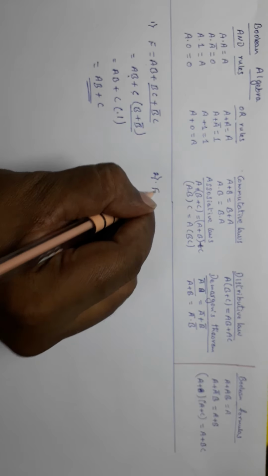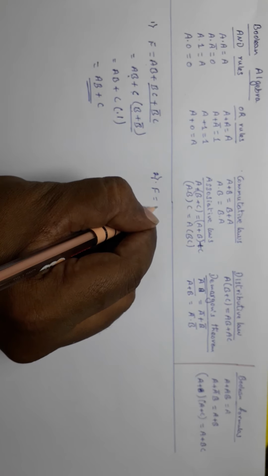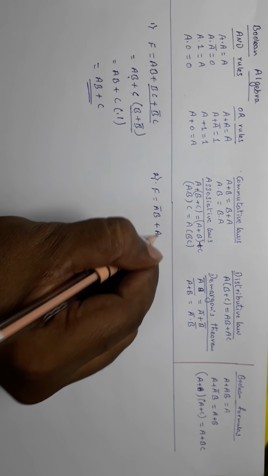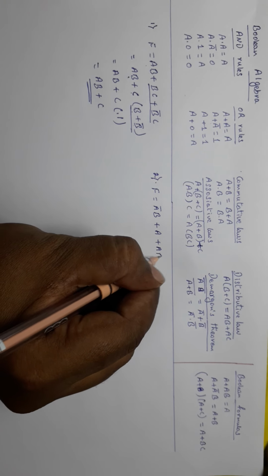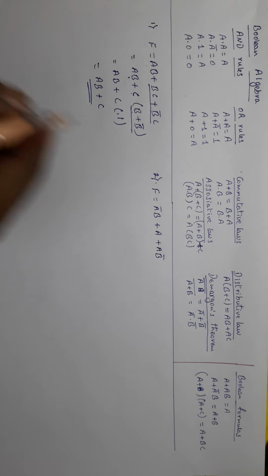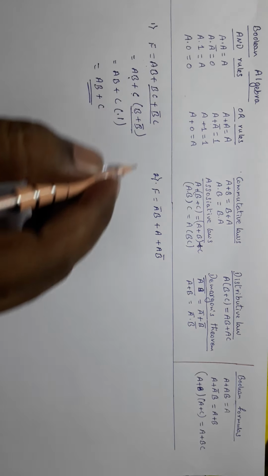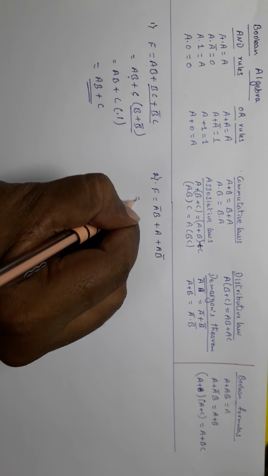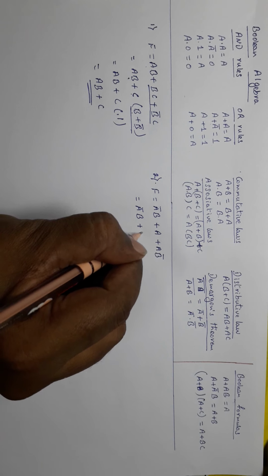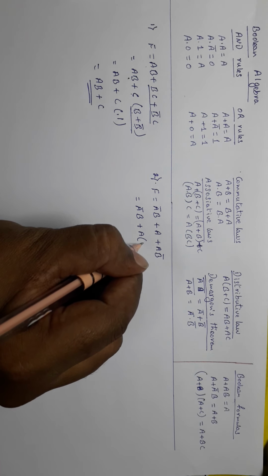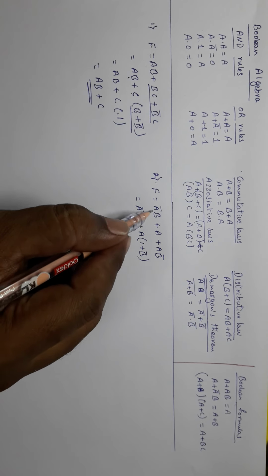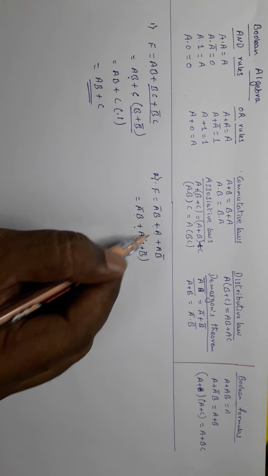The same thing, for the second example, we can simplify the second example also. F equals a complement b + a + ab complement. That's equals a complement b plus a into (1 + b complement). That means a complement b plus a.